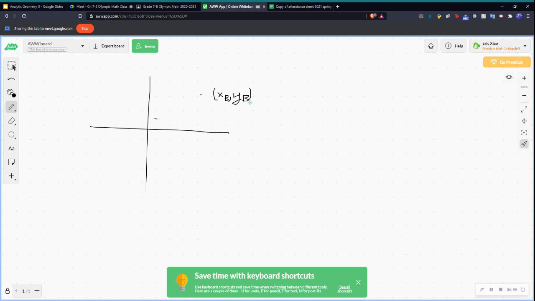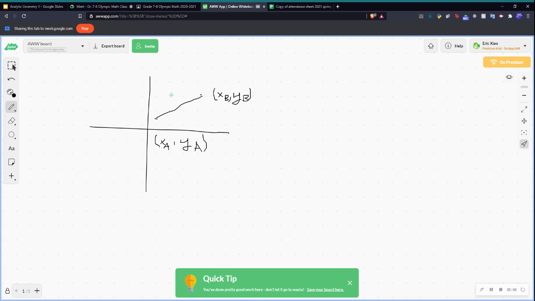Okay. So this is XBYB. This is XAYA. Let's label it somewhere else. All right, so say we drew a line. That's the distance between 2 points. We can call that C.